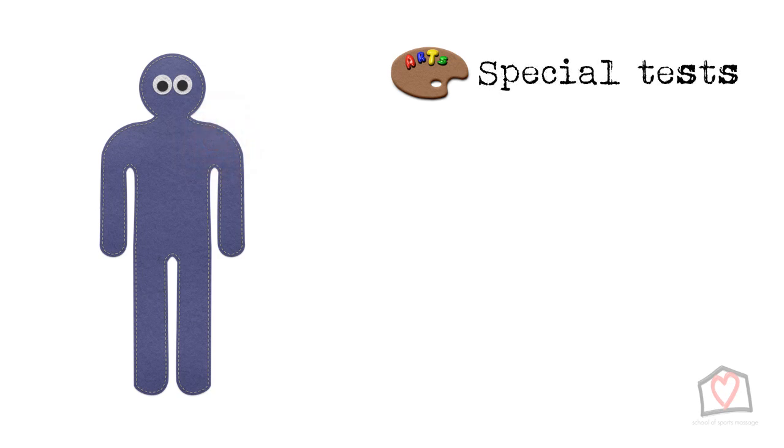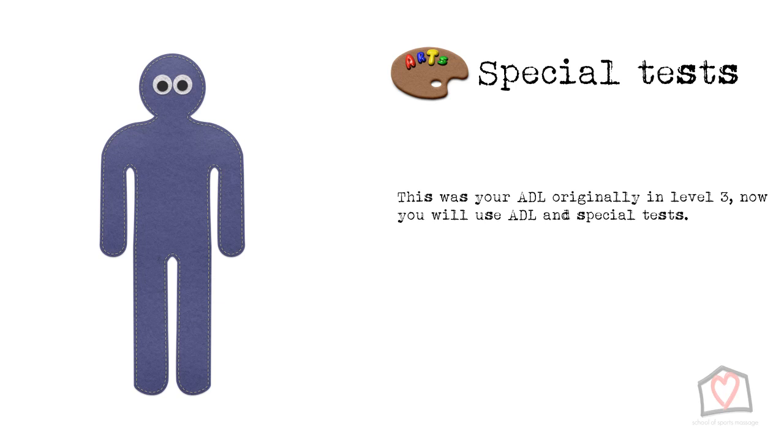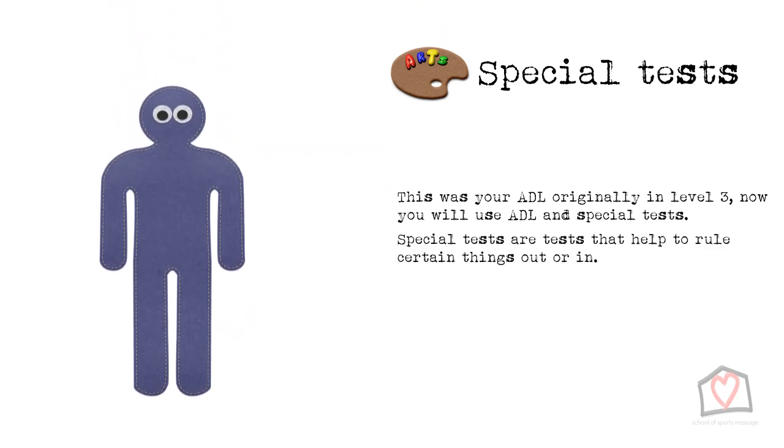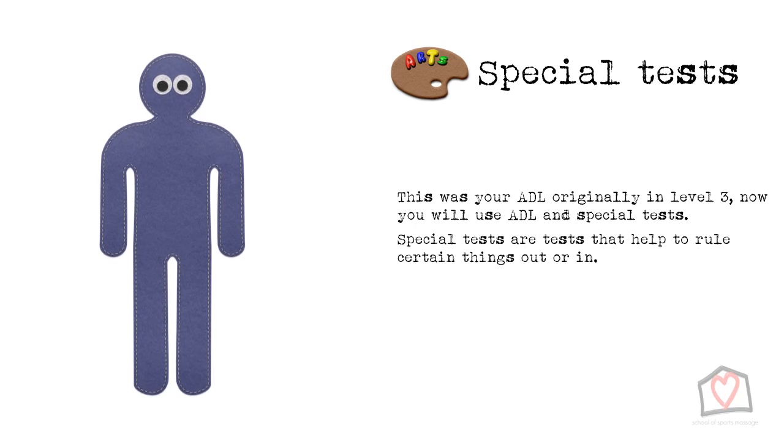So the final part of ARTS is the special test. So before you do ADLs, this was what you did originally in your Level 3. We now do ADLs and special tests. Special tests are tests that help to rule certain things in or out. There are a lot of these tests and we go through a good number of them with you, but there are far more out there.